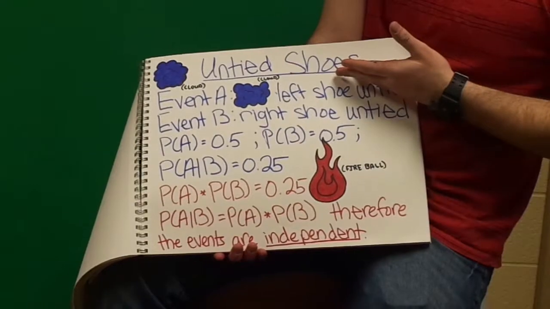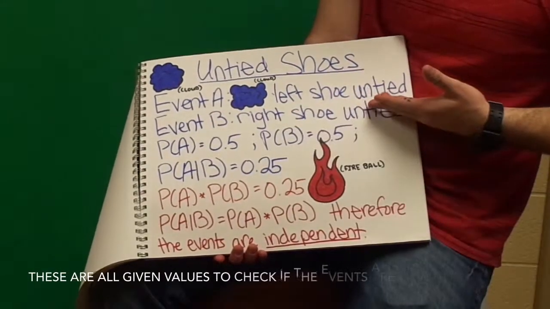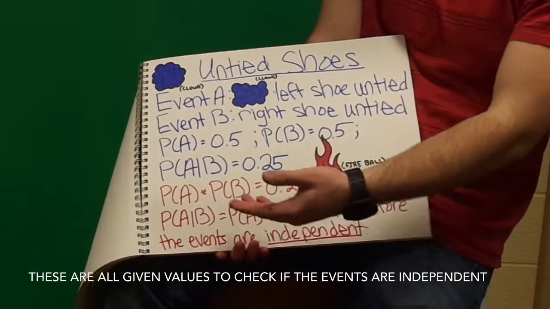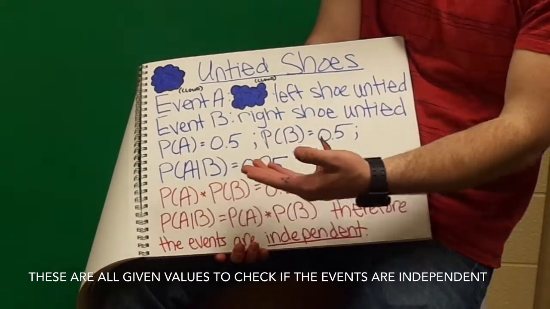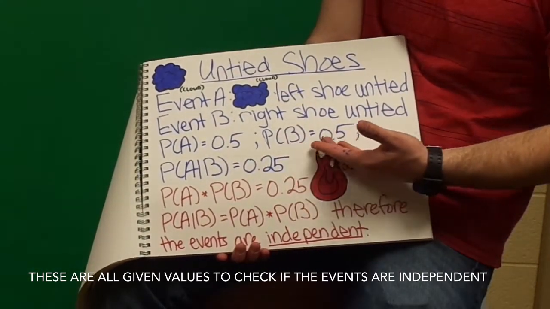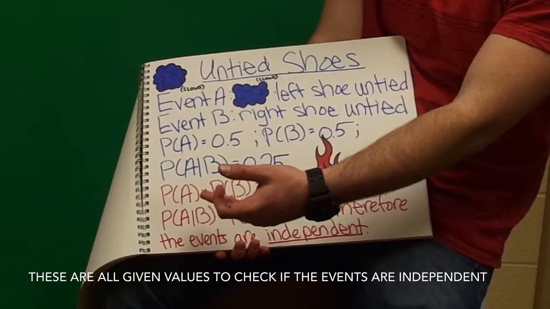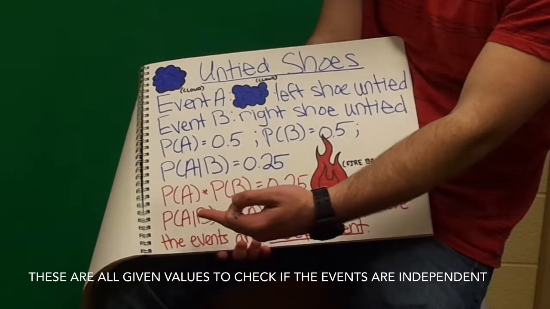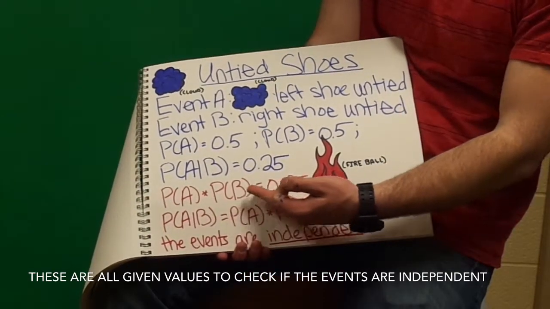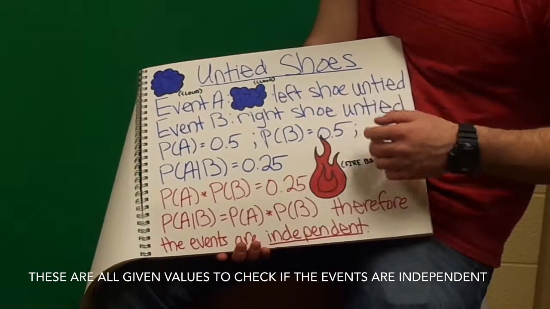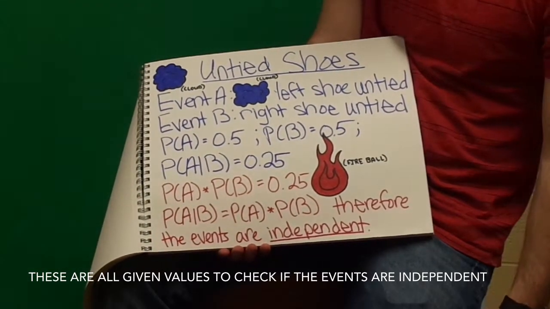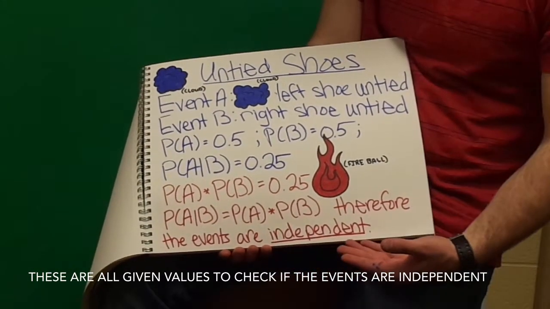Example. Untied shoes. Event A, left shoe untied. Event B, right shoe untied. Probability of A equals 0.5. Probability of B equals 0.5. Probability of A given B equals 0.25. And the probability of A times the probability of B equals 0.25. Therefore, knowing these two are equal, it can be determined that the two events are in fact independent.